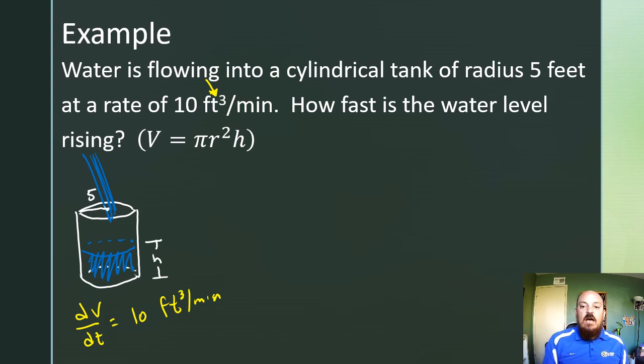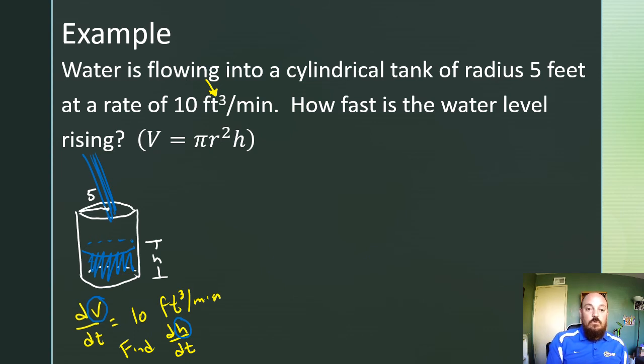All right, how fast is the water level rising? That's H. We named that variable. So I am asked to find dH dt. Right off the bat, we have what we need again. We have volume and height. Those are the two rates that we need to relate.